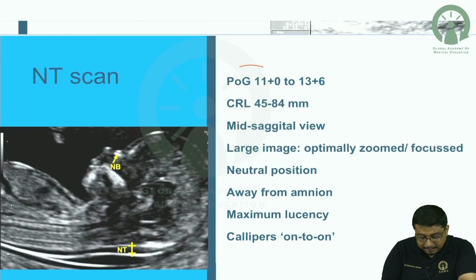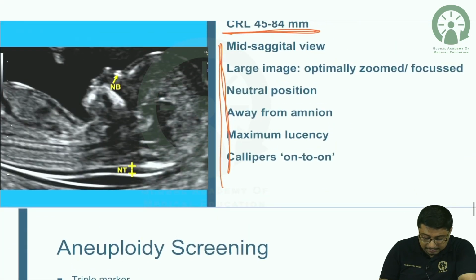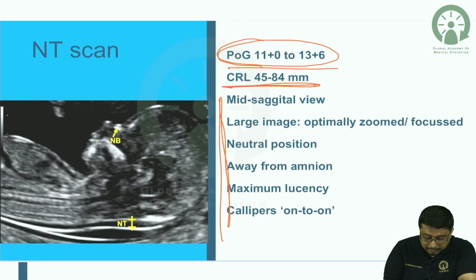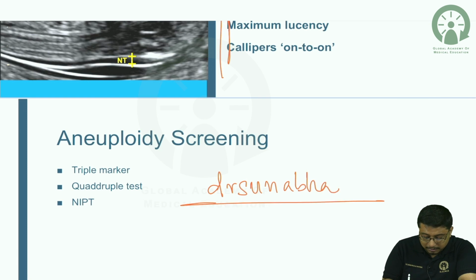So next is NT scan. NT scan is done between a period of gestation of 11 to 14 weeks at a CRL between 45 to 84 millimeters. There are certain criteria that have to be remembered during NT scan, but this much is very important, that NT scan is a part of the aneuploidy screening. Now for aneuploidy screening, there is again a very beautiful chart depicting all the markers and how they vary in my Instagram account, so do follow that.